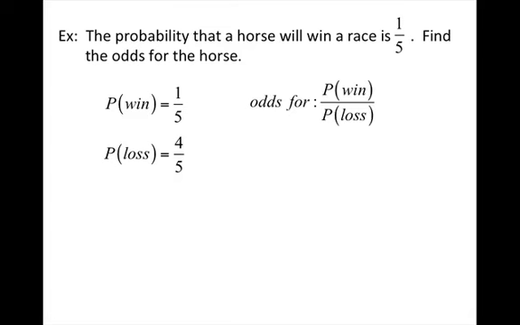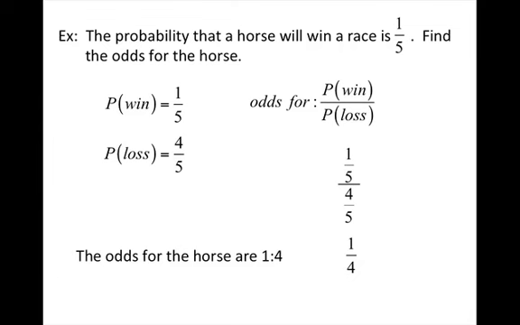So for the odds, I'm going to put the probability of a win divided by the probability of a loss. So I'm going to have 1/5 divided by 4/5. When I divide these, I get 1/4. So I'm going to say the odds for the horse are 1 to 4. Don't leave it as the fraction 1/4. Write it in the ratio form using the word to or using the colon.